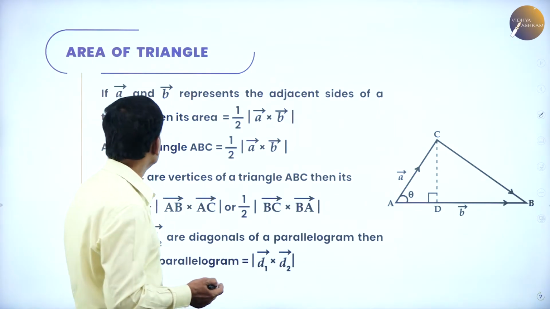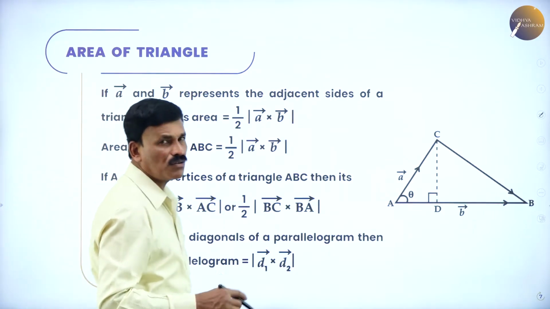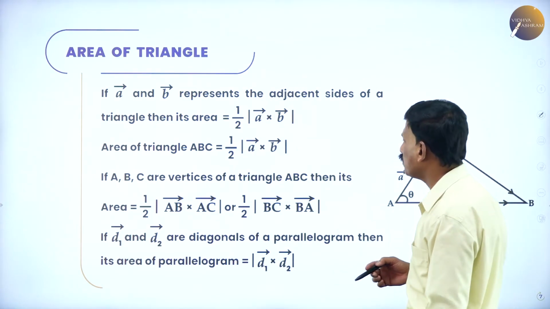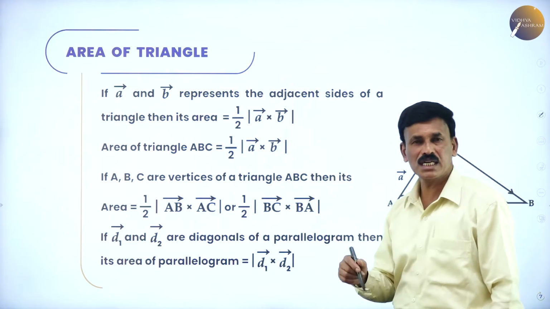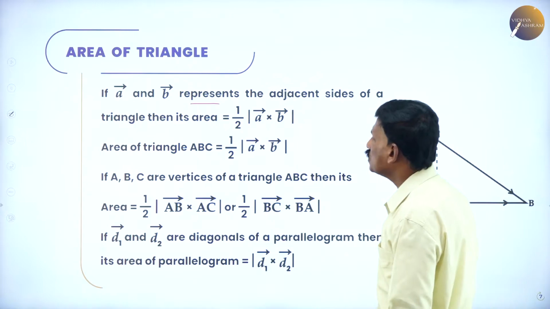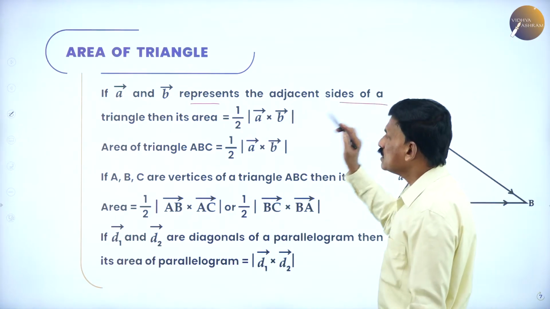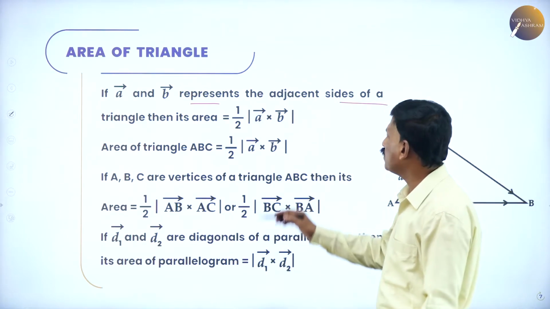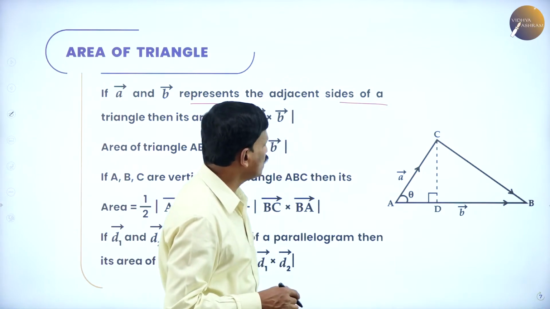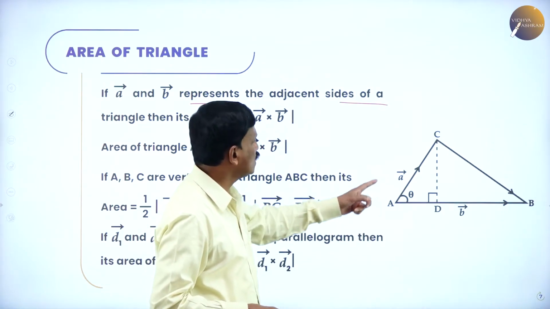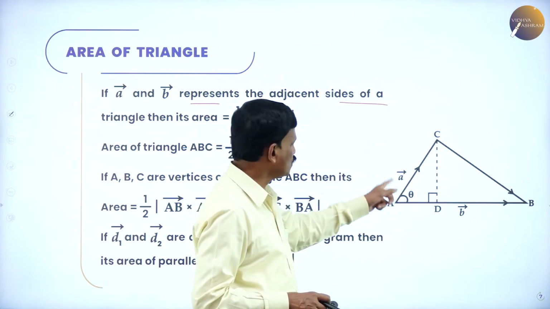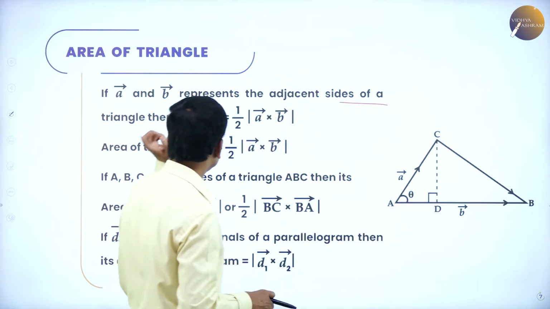Now, what are the applications of this? Using the cross product, we can find the area of a triangle and the area of a parallelogram, whenever the adjacent sides and the diagonals are given. Now, let us consider if A and B are any two vectors representing the adjacent sides of a triangle. Then the area of the triangle is given by half into length of A cross B. If ABC is a triangle and theta is the angle between the vectors A and B, then the area of the triangle ABC is given by half into length of A cross B.